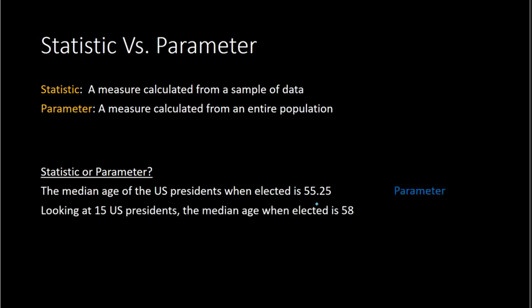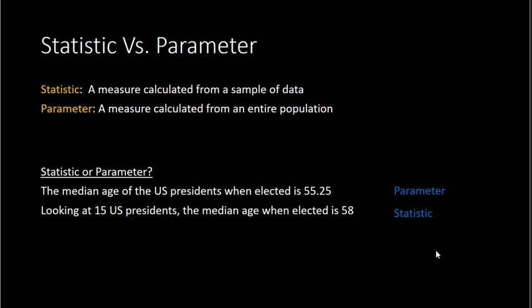Now if you were looking at 15 US presidents and you were to determine the median age when elected is 58, this measurement is found by looking at a sample of presidents. All right, so because we're dealing with a sample of presidents, this measurement is called a statistic. So we have determined the difference between a sample and a population and a statistic versus a parameter.